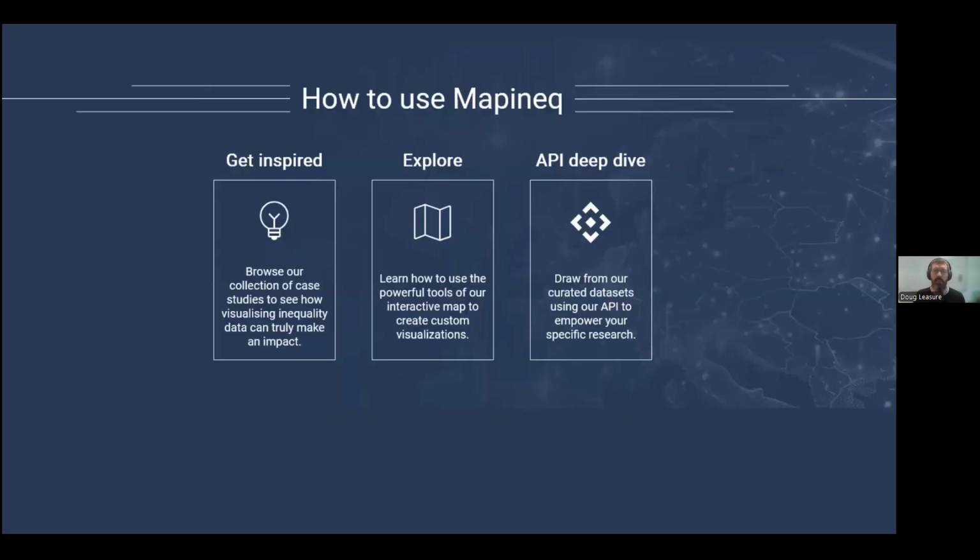Okay, so when we started building this tool, we had a number of different audiences in mind. And so we wanted to make different entry points for different audiences. The audiences could range from policymakers to the press, to researchers. And all of these people want to interact with data in different ways. And so we've got these three main pathways to get into the data. The first one is getting inspired through case studies.